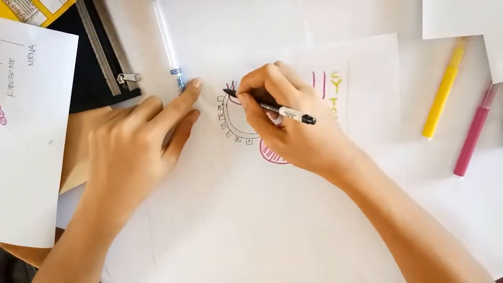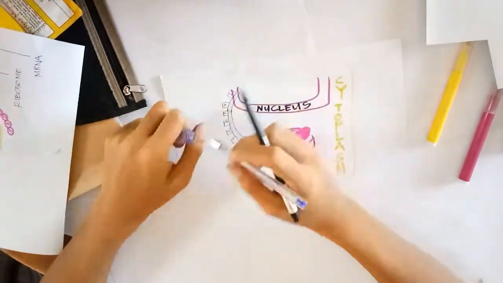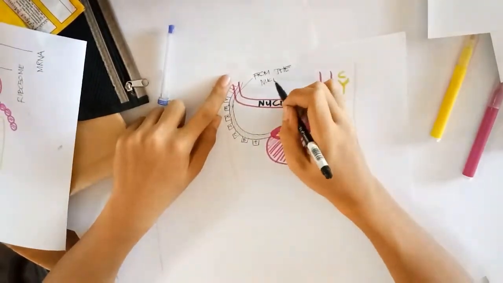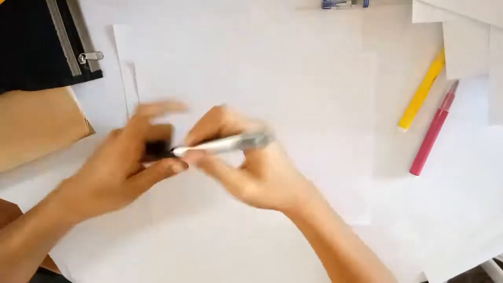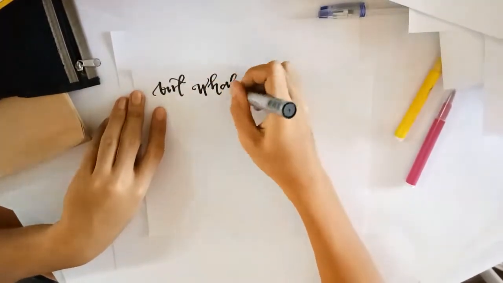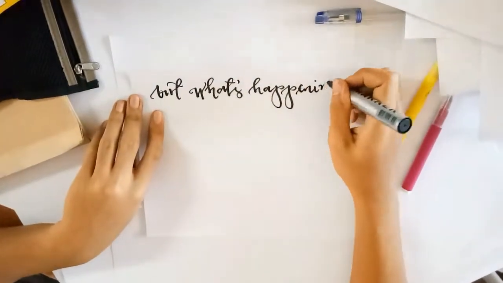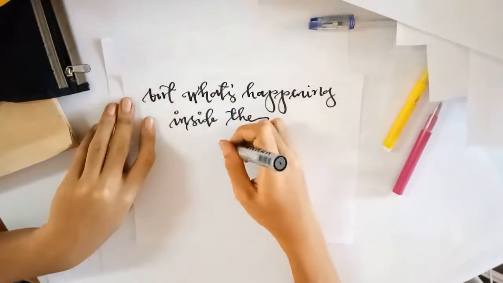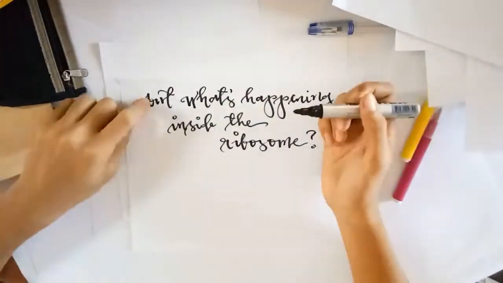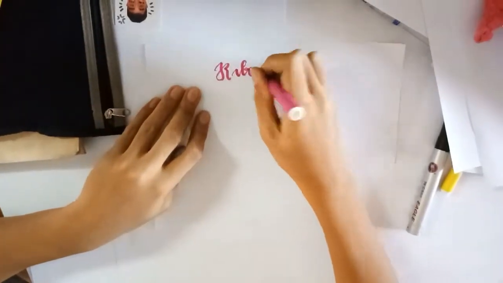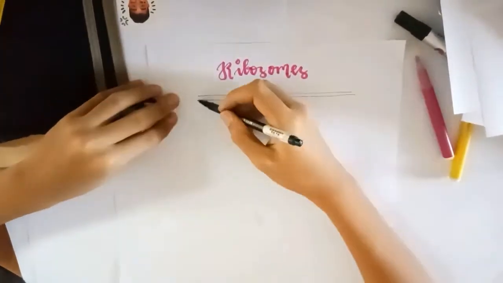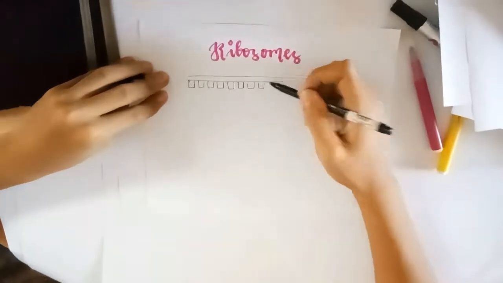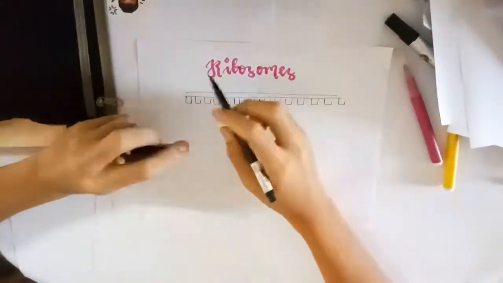Next phase is the elongation. What will happen in this phase is the mRNA goes out from the nucleus and travels into the ribosome to start the translation process. Now let us go on with the translation process. When the mRNA reaches the ribosome, the translation process will start.